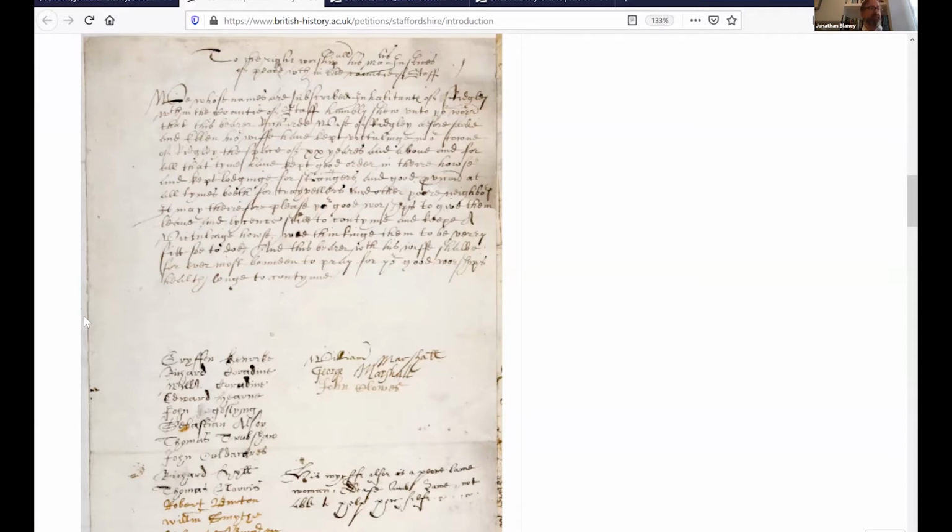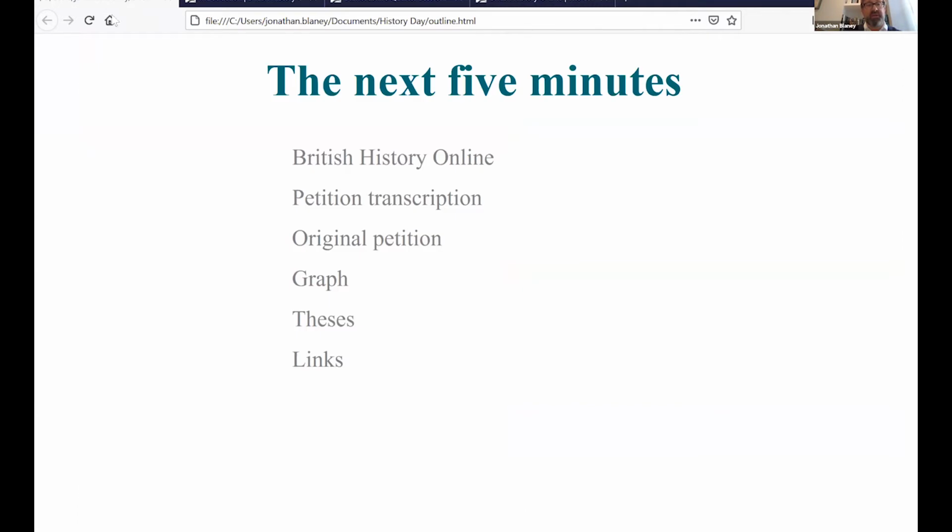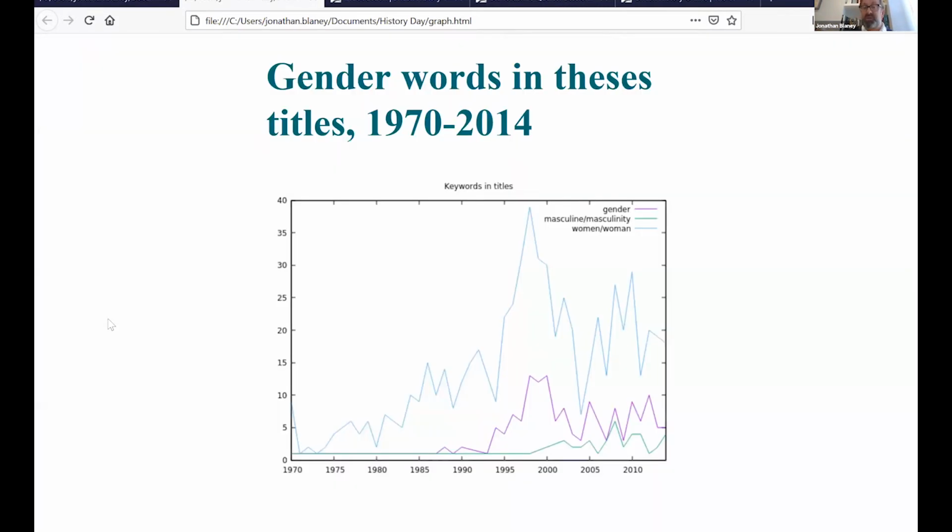You do have to be careful about drawing conclusions because the listings are not complete or consistent, but you can do things like this. This is a quick graph I made from the data of uses of the word gender, women, woman, and masculine in those titles over that period. So women is at the top. You can see a trend upwards in interest in women, very broadly speaking.